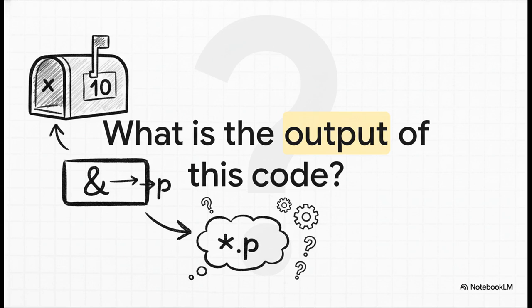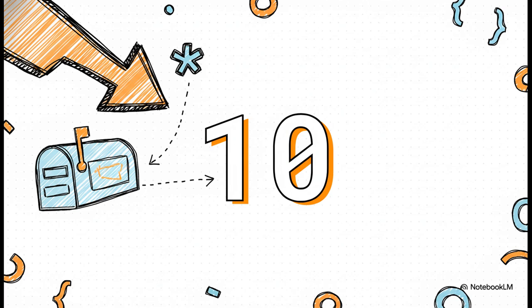The final line asks us to print *p. So, what do you think is going to pop out on the screen? And the answer is 10. Of course it is. And here's why. Because we used that asterisk, that star key, we were telling the program, hey, don't just print the address that's stored inside p. I want you to go to that address, unlock that mailbox, and tell me what value you find. And well, the value in x's mailbox is 10.